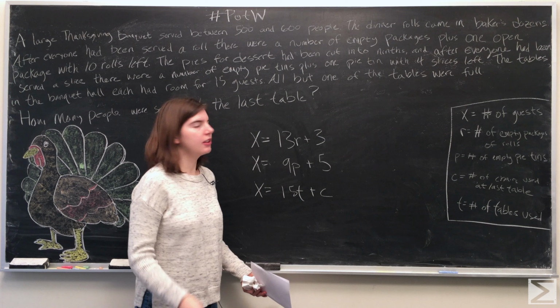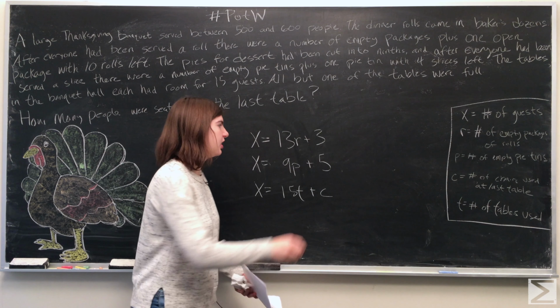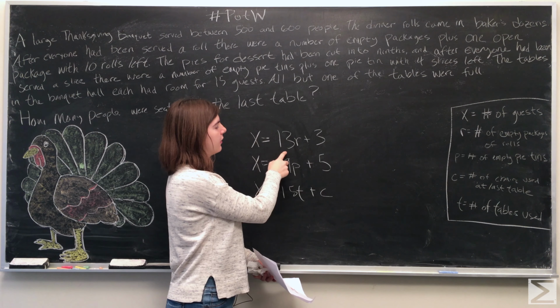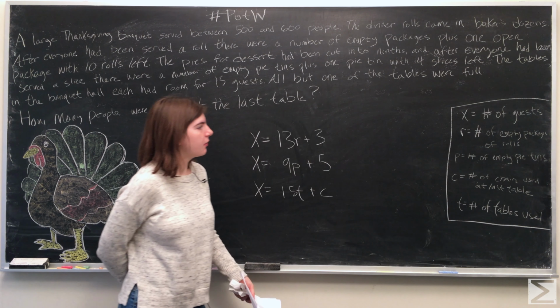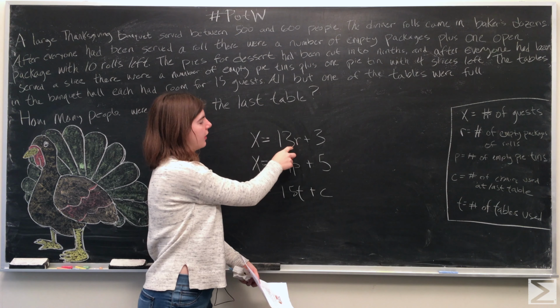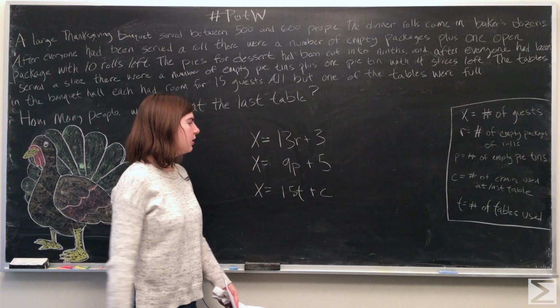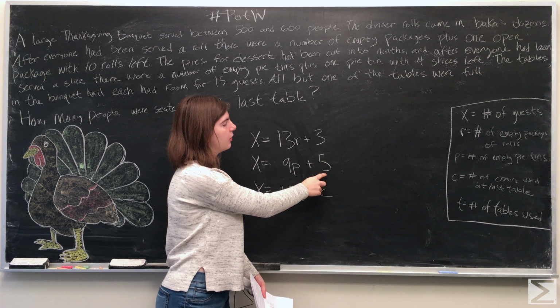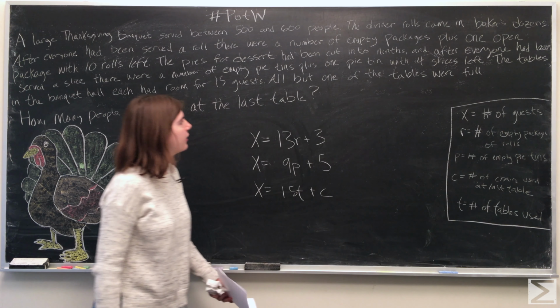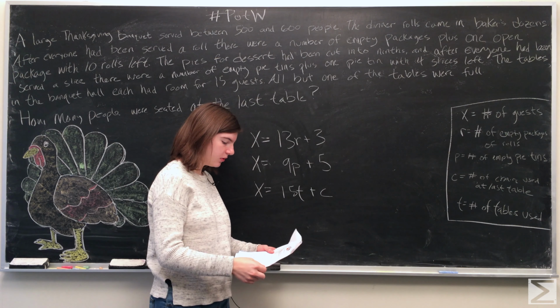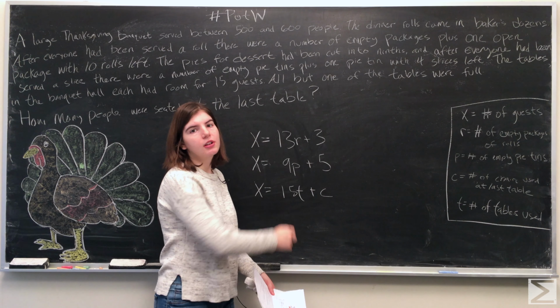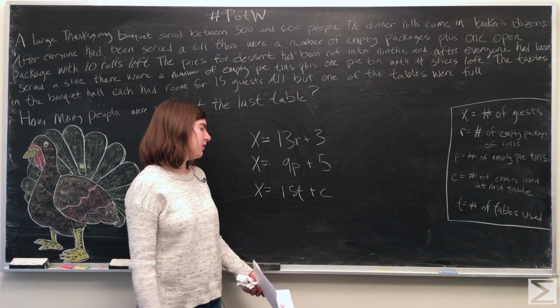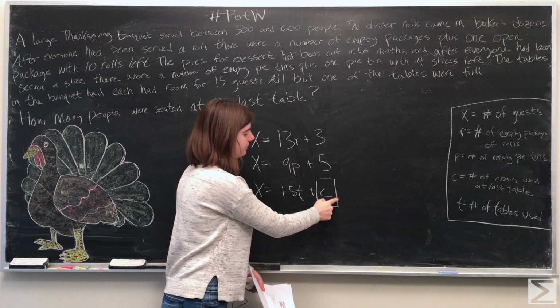A baker's dozen comes in a package of 13. So the number of guests is equal to the number of packages of rolls r times 13, and there's one package with 10 left over, which means 3 rolls were consumed. In terms of pie, it's cut into ninths, and there was one tin with 4 slices left over, which means 5 pieces were consumed. And for the tables, 15 people can be seated at each table, and what we're solving for is how many people were seated at the last table.